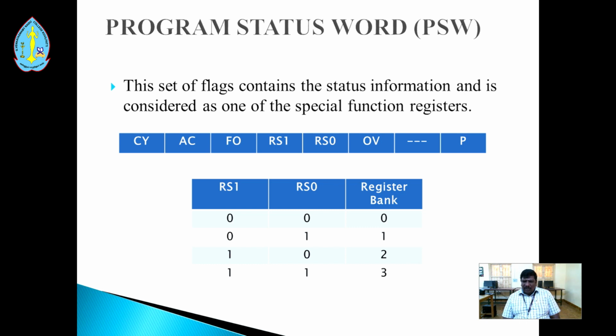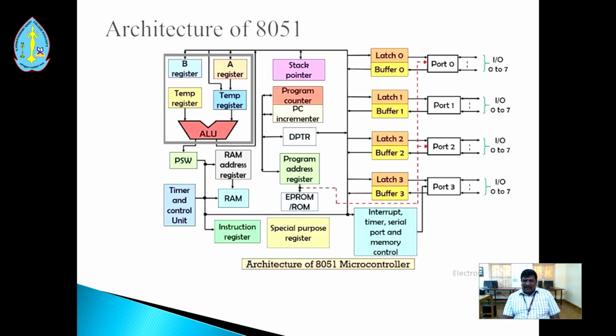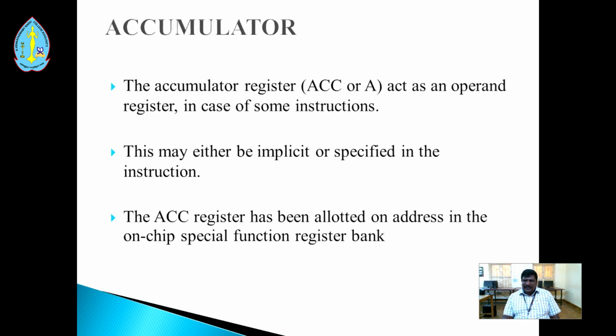Then 0, 1 means we can select register bank 1. Then 1, 0 selects register bank 2. When RS1, RS0 are both 1, we have selected register bank 3. It is also displayed in the architecture diagram. That is the PSW, called the program status word.